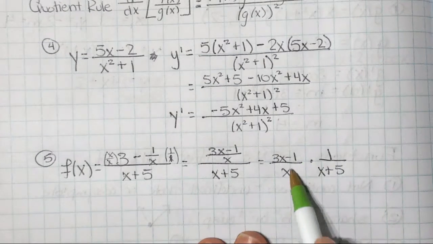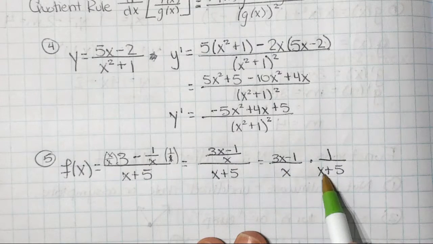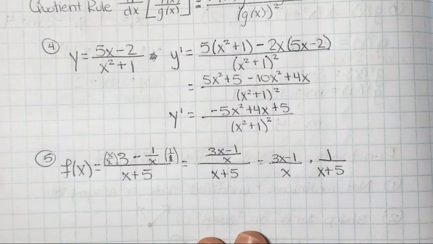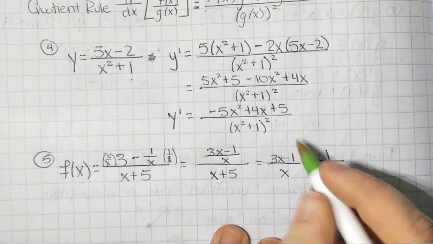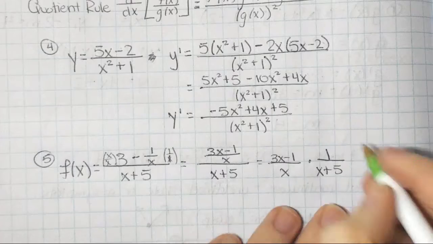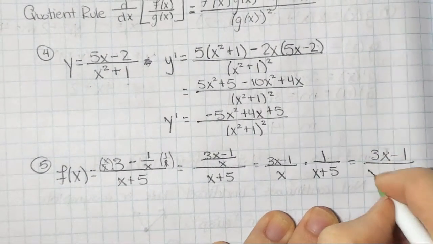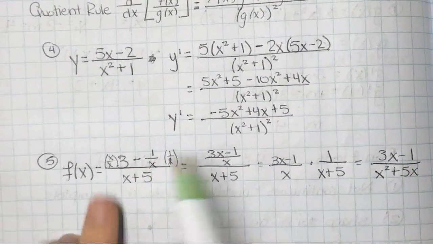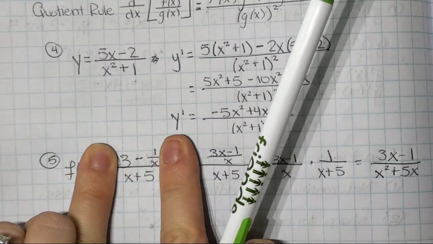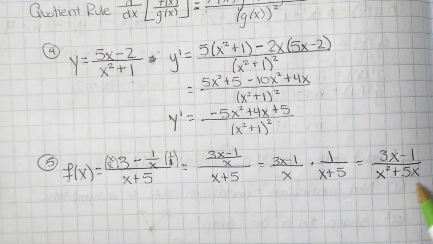Then what could I do with this miraculous little x here? I could distribute it through the bottom. You can't cancel it because this does not have an x. Okay? So you're going to get 3x minus 1 all over x squared plus 5x. I have just taken a function that looked really ugly in the beginning and turned it into something a lot more manageable. Okay? Now we can apply the quotient rule.